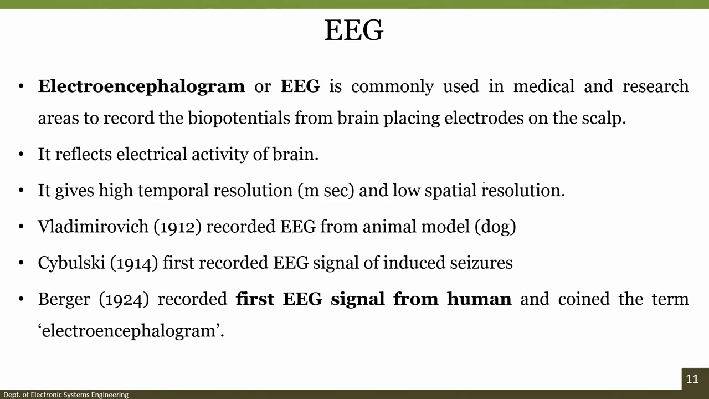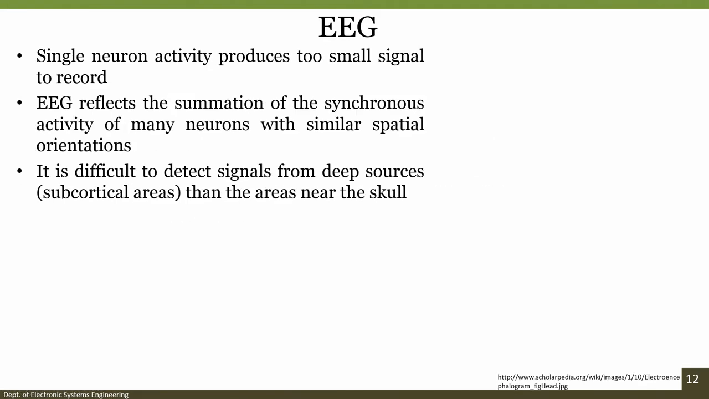If you see, in 1912, Waldemar Mirowicz recorded EEG from an animal model, which was a dog. Then in 1914, the first EEG of induced seizures was recorded. And then Berger in 1924 recorded the first EEG signal from a human and coined the term electroencephalogram. That is how the name came from. From 1924 onwards, a lot of research is going on. It is an interesting field for all of us to work on, because it is related to the brain.